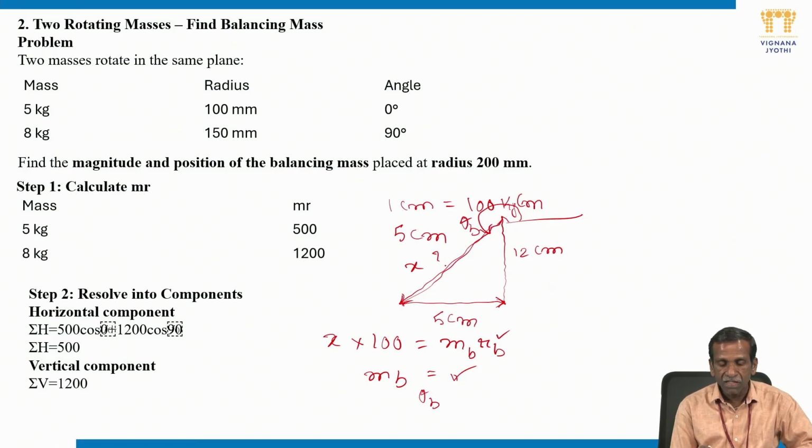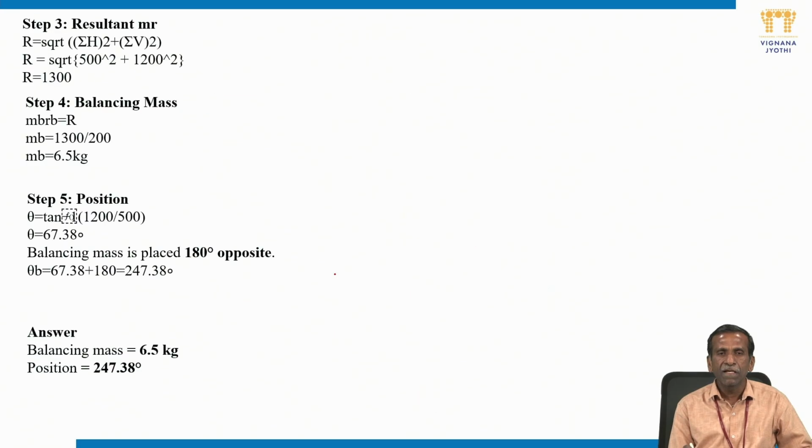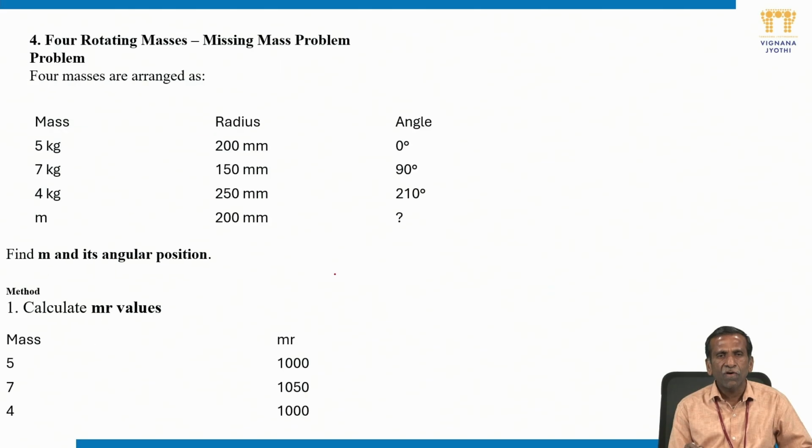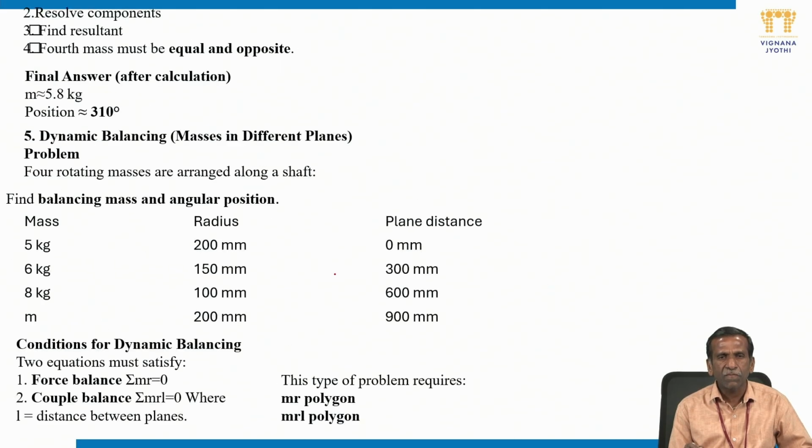Suppose couple balance, this is a single mass, two masses rotating in a single plane, so there is no point of talking about couple, there is no couple. Suppose the problem arises of couple balancing, we will see those cases. What is that case basically? When different masses are rotating in different planes, then to balance them, a couple moment or couple also arises due to the corresponding forces of the rotating masses. So for that case we will see such a problem.